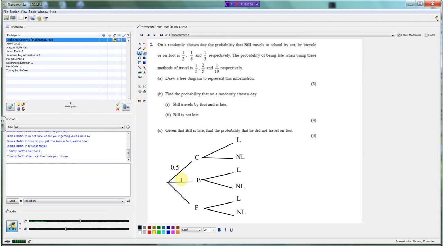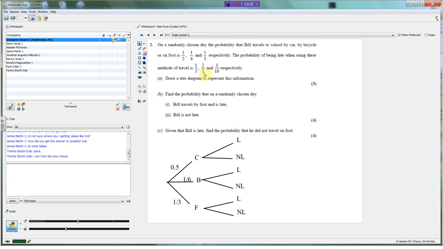So 0.5 by car, and then you've got 1/6, which is sort of not an easy one to write in. So actually, let's leave it as fractions then, but just type them in like that. That's fine. And then we've got 1/3 again. Not ideal to write that as a decimal. Okay, but that's how your tree diagram would look. You'll get the idea.